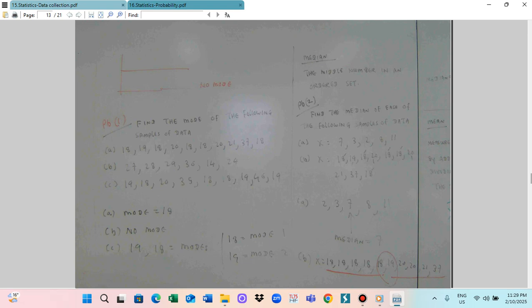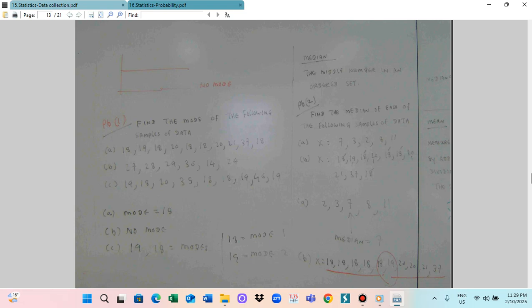Okay, another one is the median. The median is the middle number in an ordered set. Ordered set means that you have to order the numbers, in ascending or descending order. Start from the smaller and gradually increase, or start from the bigger and gradually go down. You have to rearrange the data, and then after that you find the median number. This is what we call the median.